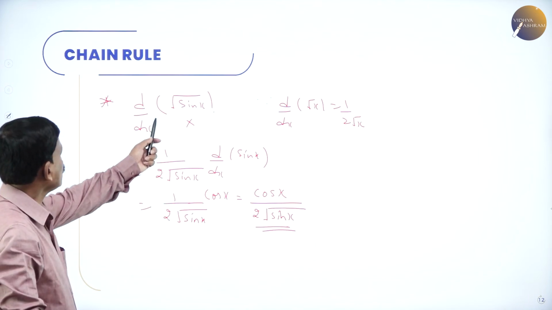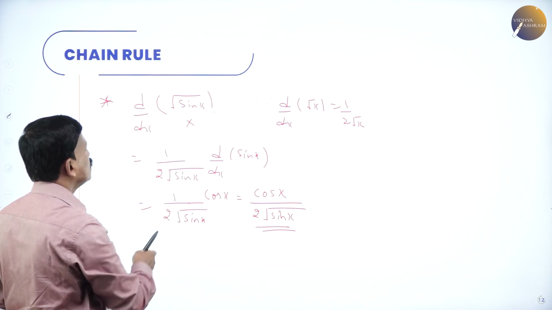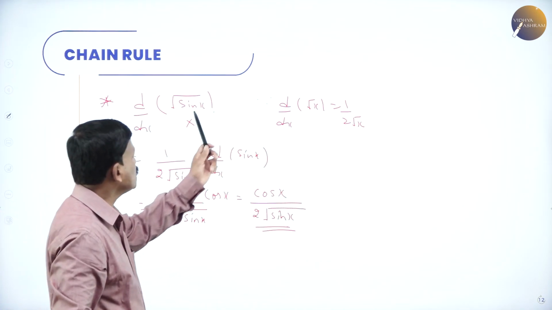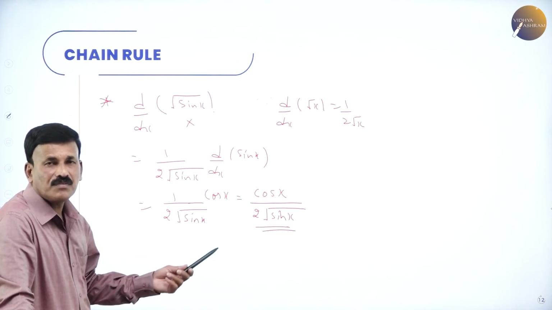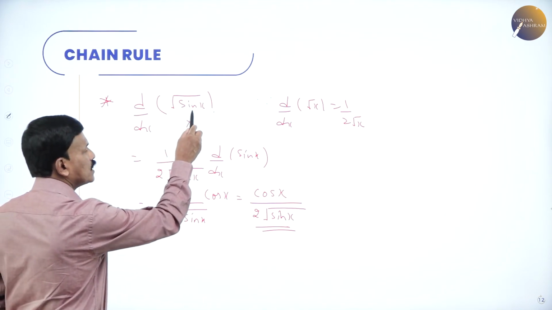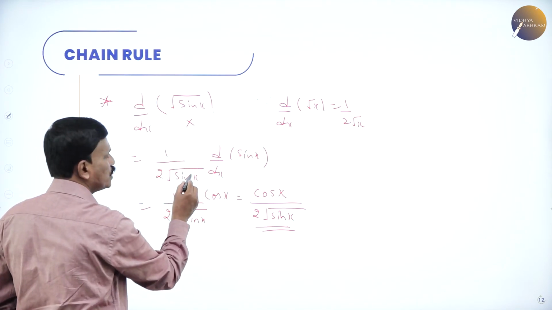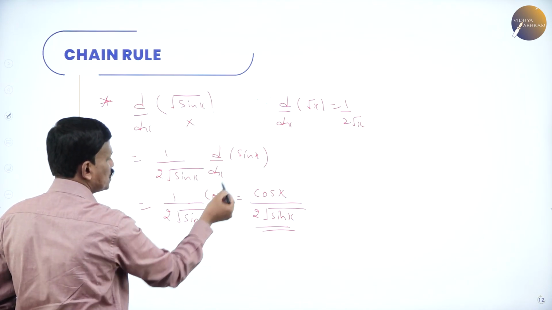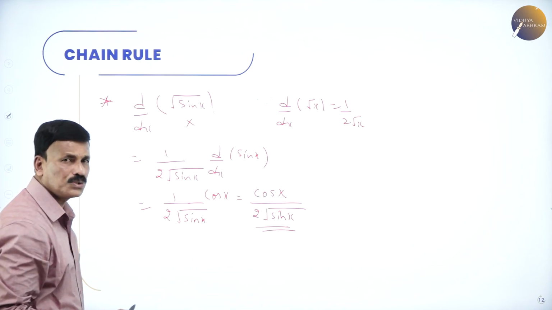See here, d by dx of root of sine x. You know the derivative of root x is 1 over 2 root x. Instead of x it is sine x. That's all. Just use sine x in place of x and differentiate that sine x again. That's it. So let us consider this as root x. d by dx of root x is 1 over 2 root x, so 1 over 2 root sine x into d by dx of the inside function, that is sine x. Differentiation of sine x is cos x. So that is equal to cos x divided by 2 root sine x.